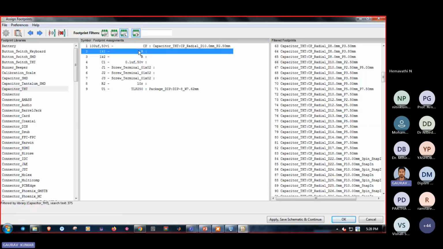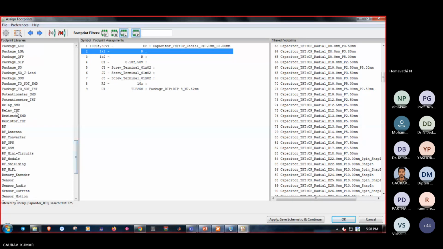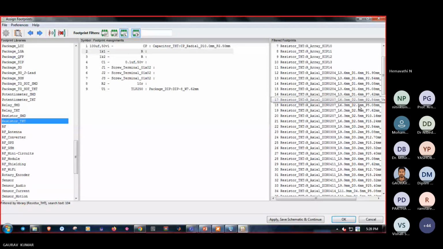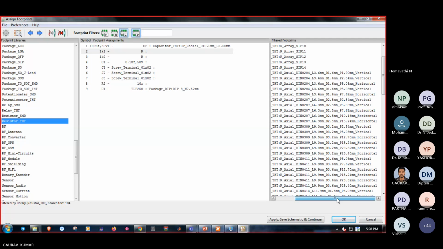Then you have to select the resistance footprint. For the resistance footprint, you have to go to resistor THT, and you have to select some 6.3 mm 207. This one.